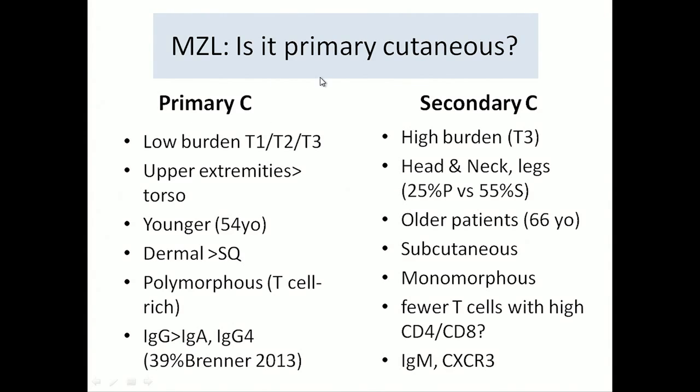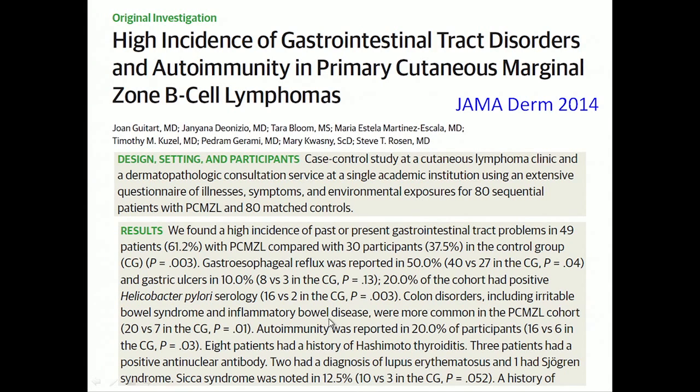So MZL, is it primary cutaneous or not? Be aware of the possibility of a secondary cutaneous involvement if patients have high tumor burden. Secondary cases often go to the head and neck area. Older patients, subcutaneous, and more monomorphous pure tumor populations and fewer other cells. Also, IgM is often positive, versus the primary cutaneous, which have more expression of the isoforms IgG or IgA.